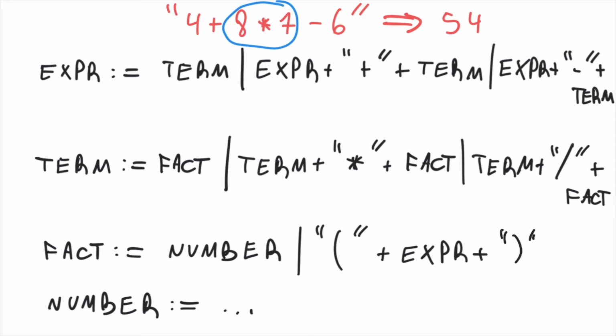And in fact, this is encoded in the grammar by saying that, for example, here an expression is the left part plus one last term. So in this case, the terms are to be evaluated from left to right. So this is left associativity. So in fact, what I should have done is 4 plus 8 times 7 minus 6 in that order.